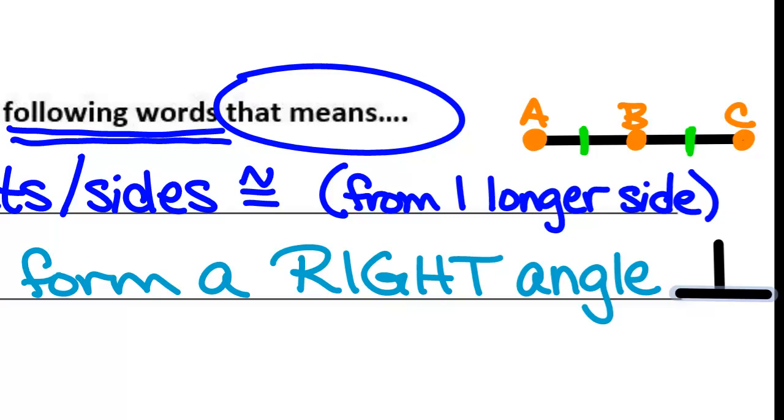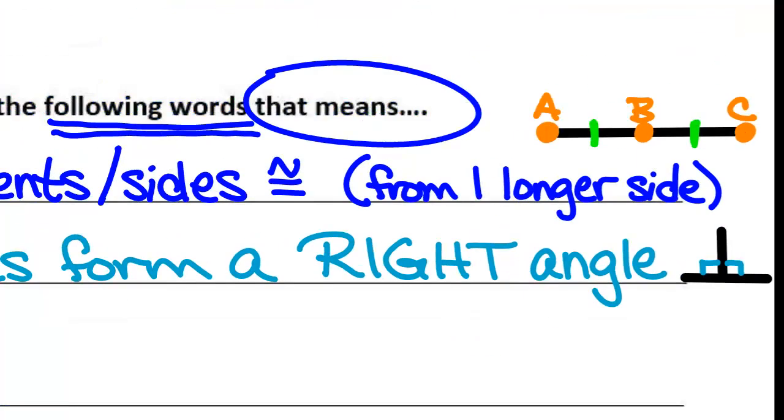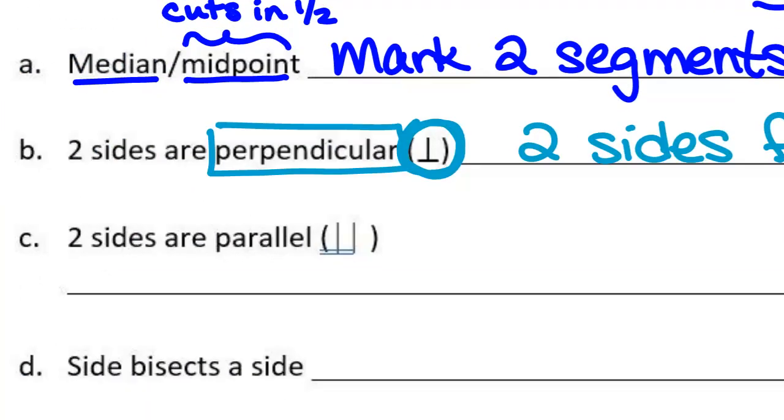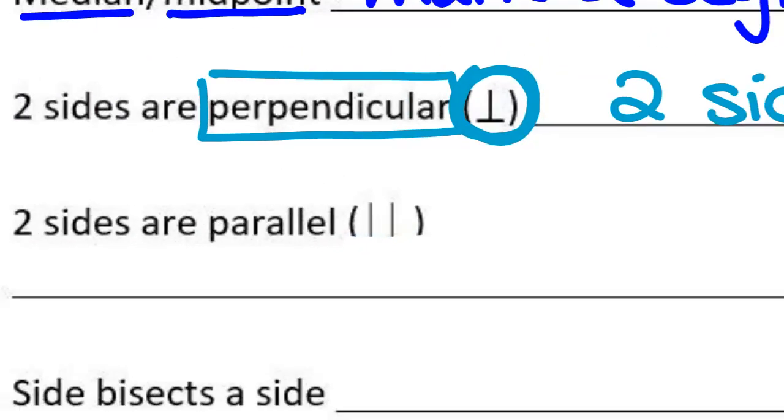So if I'm told that 2 line segments are perpendicular, then I'm going to come in and mark them as perpendicular, as right angles. If I am told that 2 lines are parallel, sometimes you're going to see this symbol here instead of the word parallel.